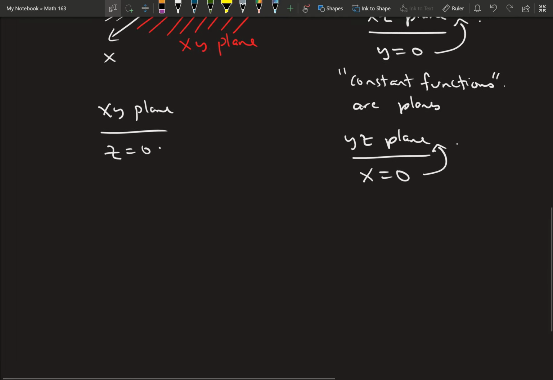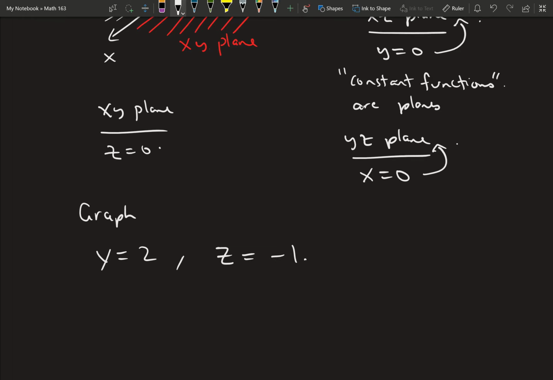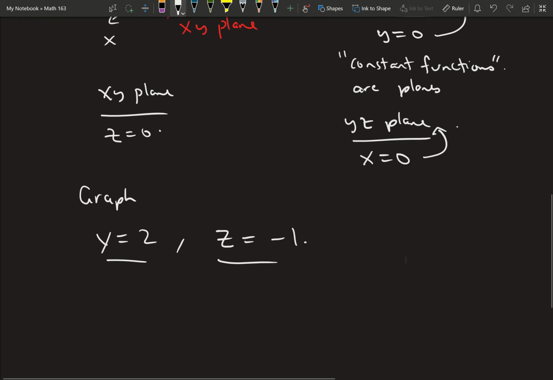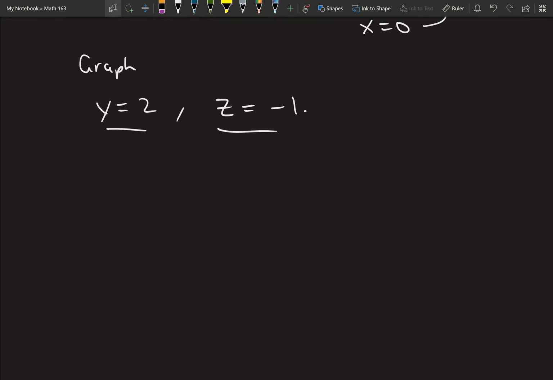So we have those 3 items, and let's just do maybe one or two more examples. So let's graph, I guess graph is a better word here, say y equals 2 and z equals, say, -1. Let's just do those 2, and then we'll move forward. So let's draw our xyz coordinate system.